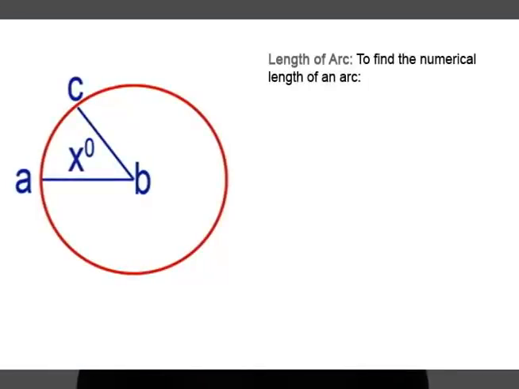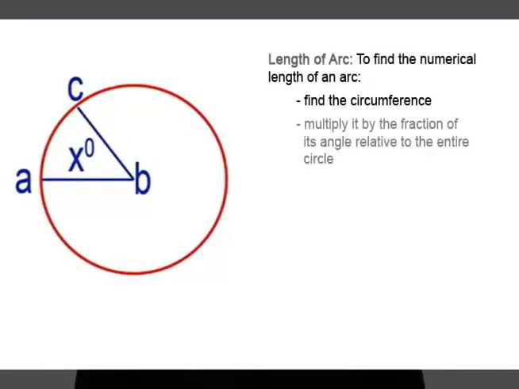Now thirdly, what if we want to actually solve for the length of the arc, not in terms of degrees, but in terms of meters or centimeters or inches or whatever unit of measurement we're talking about? To find the numerical length of an arc, find the circumference, then multiply it by the fraction of its angle relative to the entire circle. So that would be angle divided by 360 degrees.